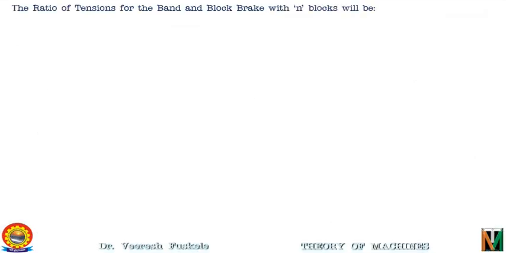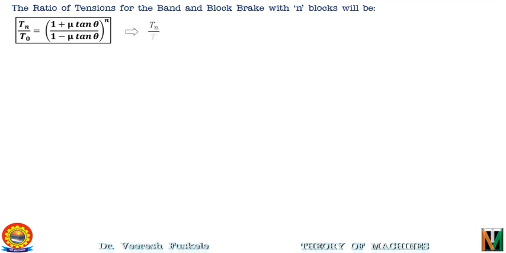So the ratio of tensions for the band and block brake with n blocks is given by Tn upon T0 is equal to ((1 plus mu tan theta) divided by (1 minus mu tan theta)) to the power of n. Substituting the values, we have Tn upon T0 will be equal to ((1 plus 0.3 into tan 8 degrees) divided by (1 minus 0.3 into tan 8 degrees)) whole to the power of 12. This will give us Tn upon T0 is equal to 2.752.